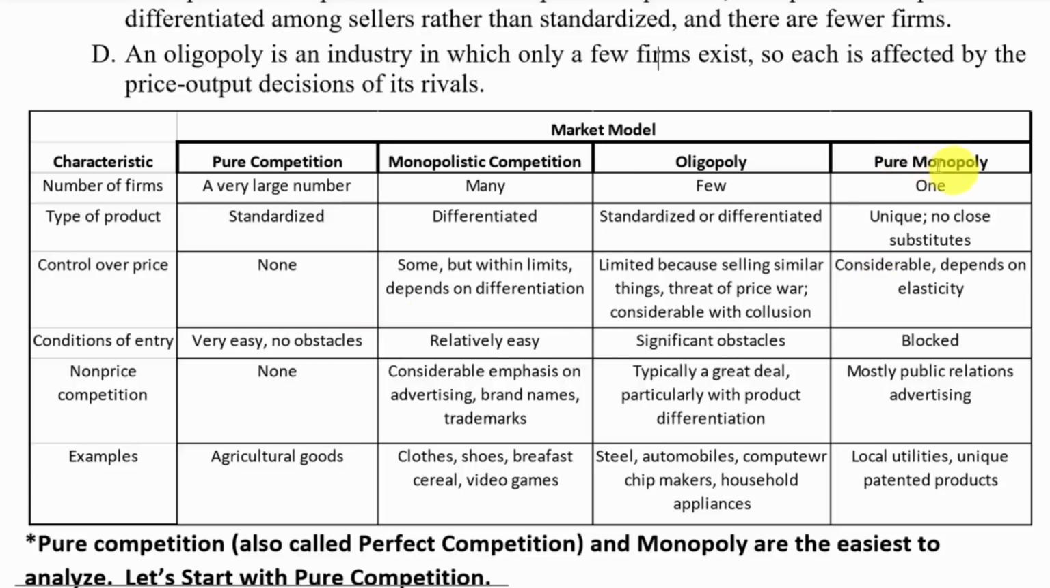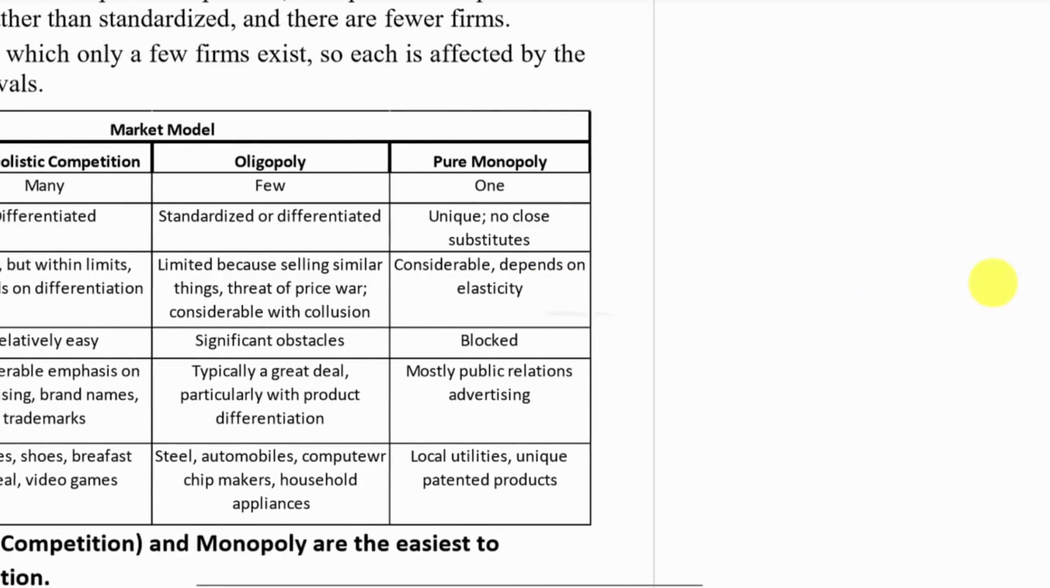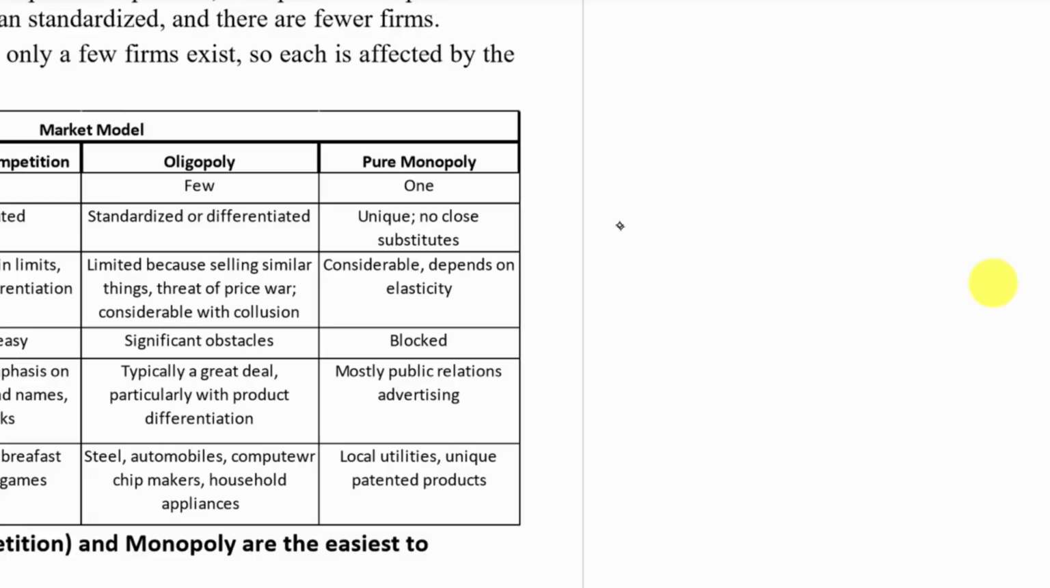On the other extreme, pure monopoly, there's one big firm. What they're selling is unique. There are no good substitutes for this. Their control over price is very strong, but it depends on the price elasticity of demand. A monopolist can choose any price they want. They are a price maker, as we call them. However, the monopolist still has to live by the fact that there is a demand curve for their product. So here's price, here's quantity. Suppose this is the demand for their product.